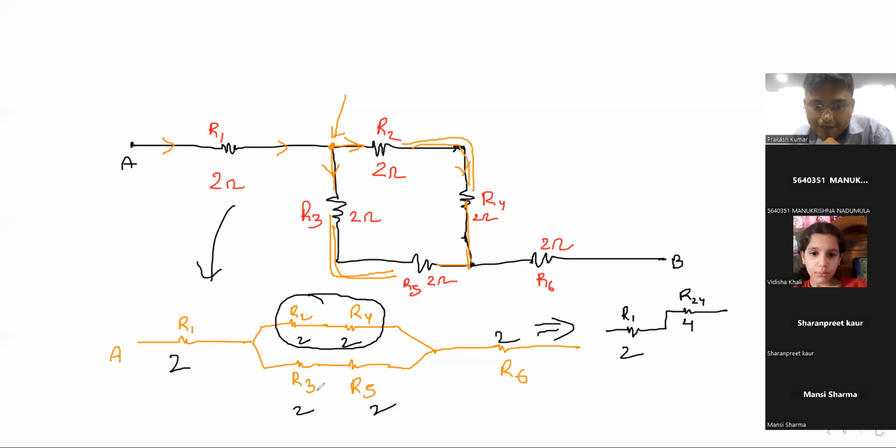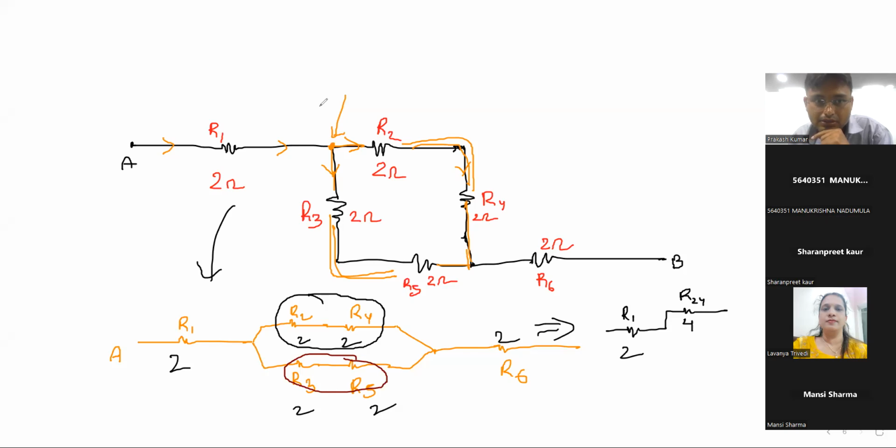And then this R3 and R5 are again in series. So R3 and R5 will be 4 ohms. I am writing it as R35. So that is also 4 ohm. R35 is equal to 4 ohms.